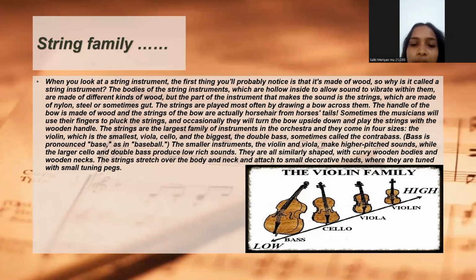The smaller instruments, the violin and viola, make high-pitched sounds, while the larger cello and double bass produce low, rich sounds. They are all similarly shaped with curvy wooden bodies and wooden necks. The strings stretch over the body and neck and attach to small decorative heads where they are tuned with small tuning pegs.